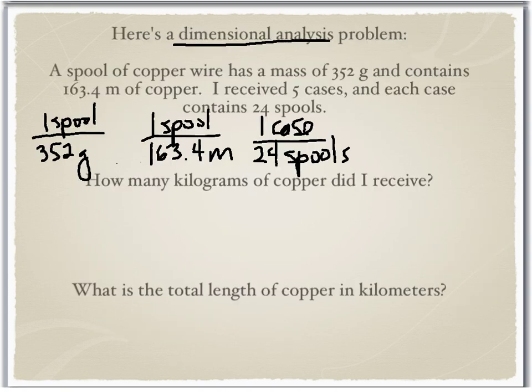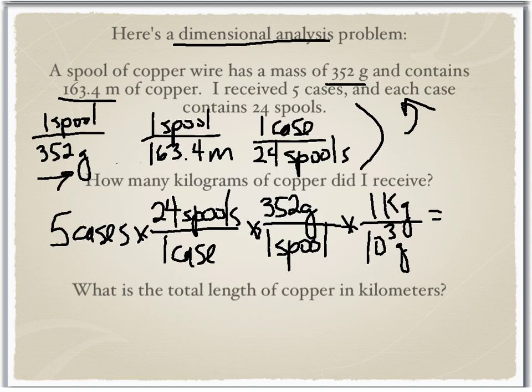megagrams. Here's a very straightforward dimensional analysis problem. Dimensional analysis is when we have to do several conversions and come up with several conversion factors. So in this problem, we've got a spool of copper wire that has this mass and it's this long, and we can see that per case there are 24 spools. So I came up with all these conversion factors from the information in this problem. See if you can pick those out too before we do the first question.